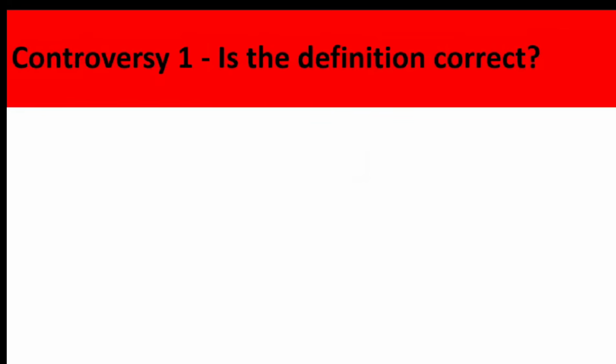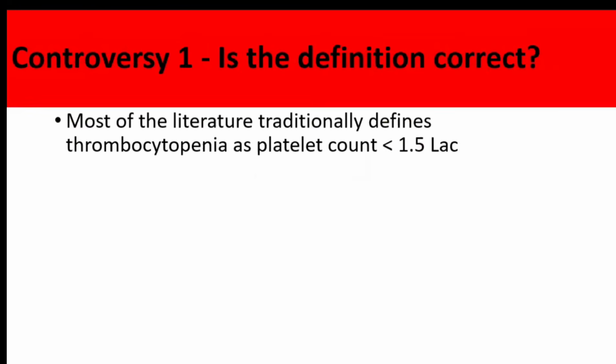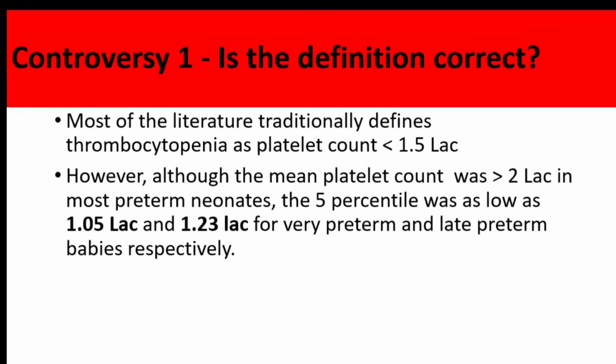You look for evidence for each and everything which you do or which you decide for your patient. Okay. So in recent times, though most of the literature says that any platelet count less than 1.5 lakh is abnormal, the problem is that there have been many population-based studies where they found the fifth percentile of the normal platelet count. So they examined healthy neonates without any disease. The child was otherwise healthy.